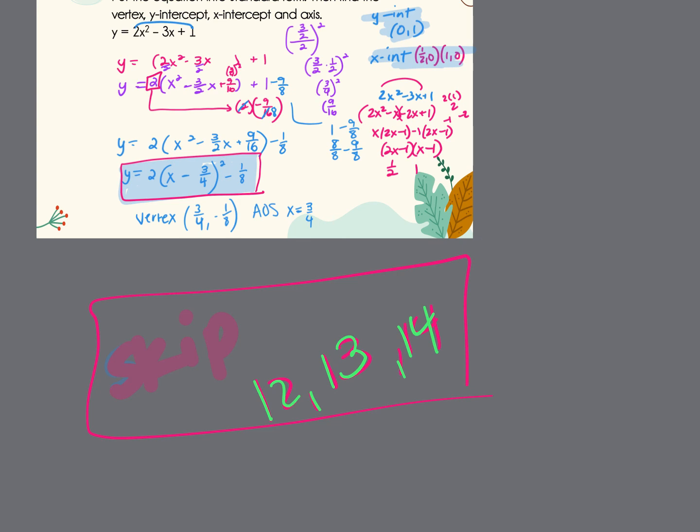How do you find the axis of symmetry? X equals h. So whatever the x coordinate is of your vertex, it's x equals that. And it has to be an equation, and I don't think it gives it to you. You have to type it in as x equals. Otherwise, it will mark it wrong. Yep. You're welcome.